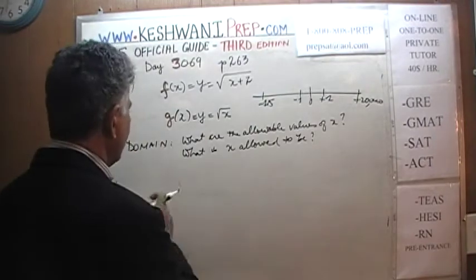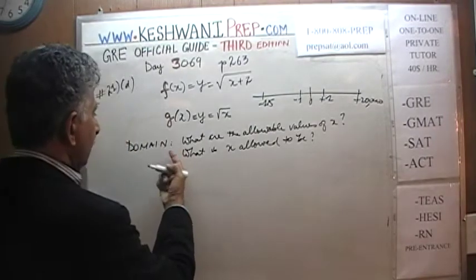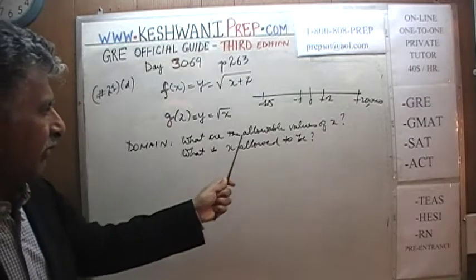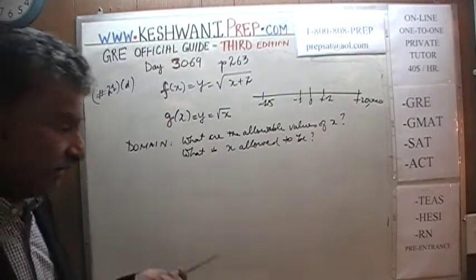We cannot take a square root. So, let's first answer this question. What's the domain of this function? What are the allowable values of x? What is x allowed to be?